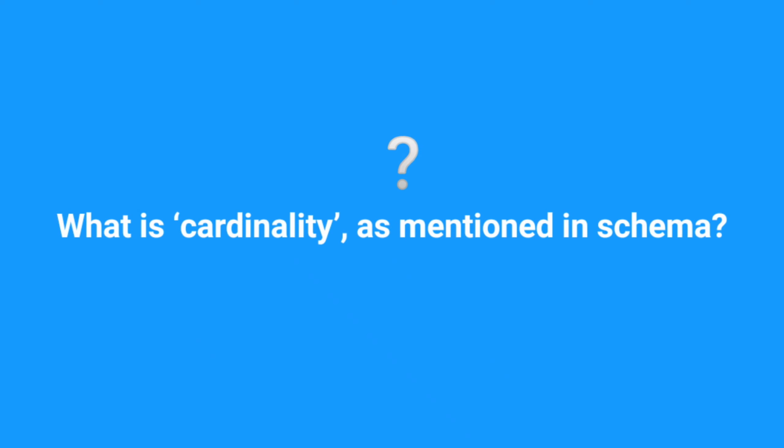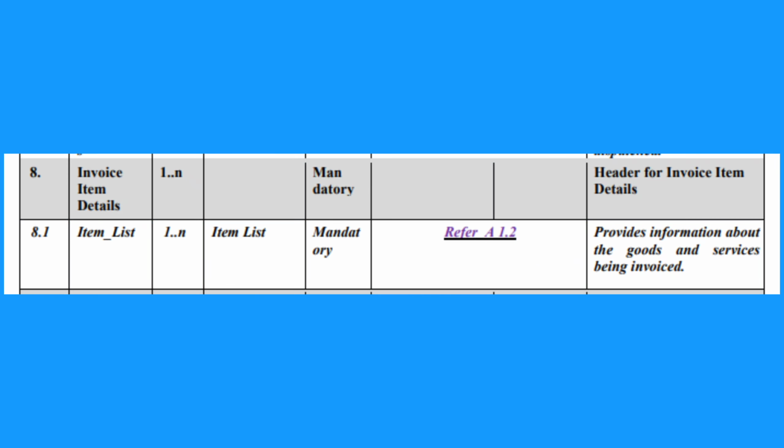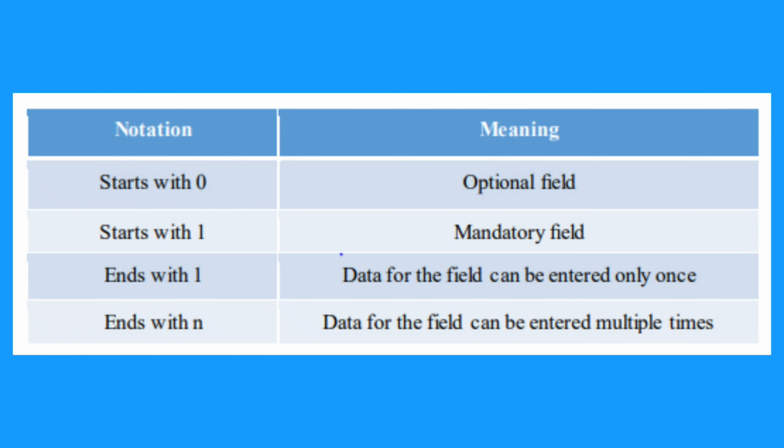What is cardinality as mentioned in the schema? In the e-invoice schema, for each field, cardinality is marked as 0,1 or 1,1 or 1,N and so on. This is done to denote whether a field is mandatory and whether it is repetitive in nature. For example, a notation that starts with 0 would imply an optional field, whereas if it starts with 1, it would imply a mandatory field.